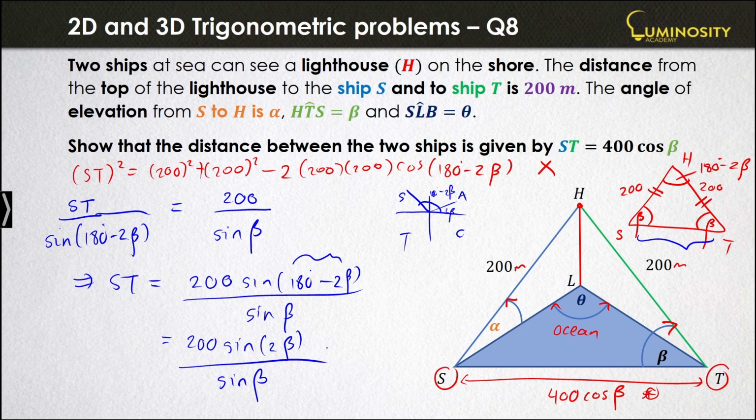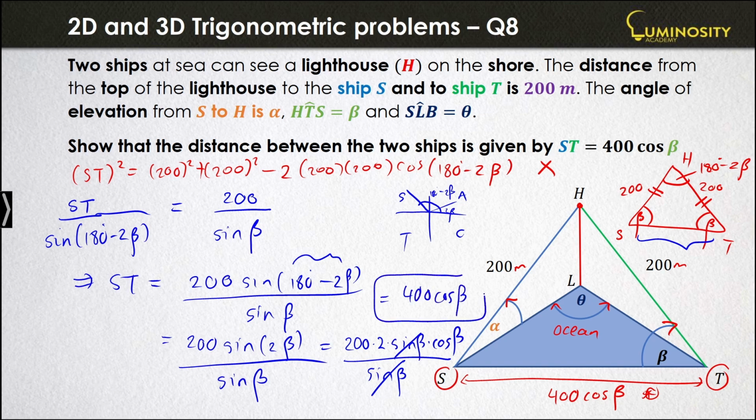But now sine 2 beta is a double angle formula, so I can rewrite it as 200 times 2 times sine beta cos beta. And that's actually going to be pretty helpful, because now we're dividing by sine beta here, that can divide into that, and I'm left with 200 times 2, which is 400, times cos of beta. And that's exactly what we wanted to show.